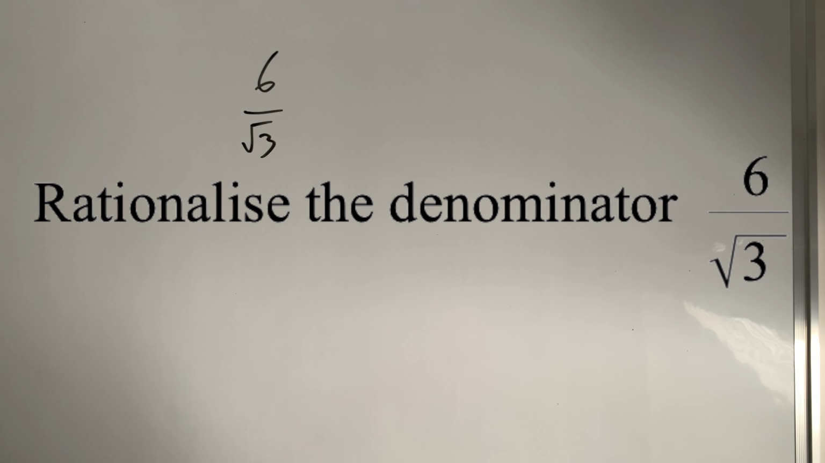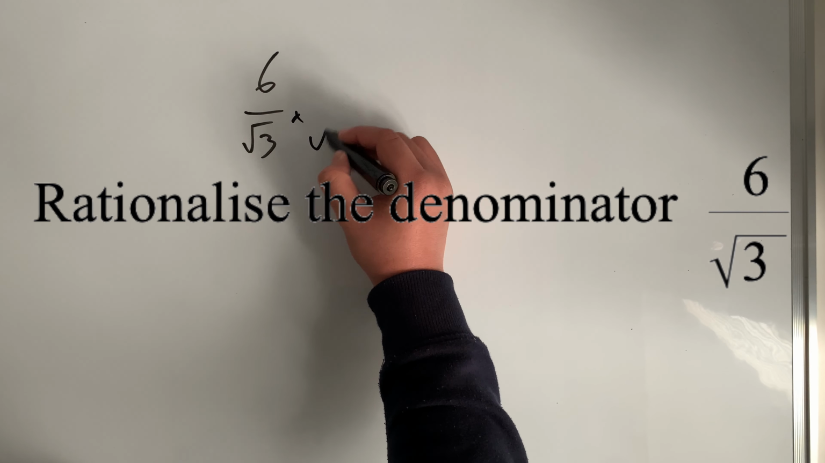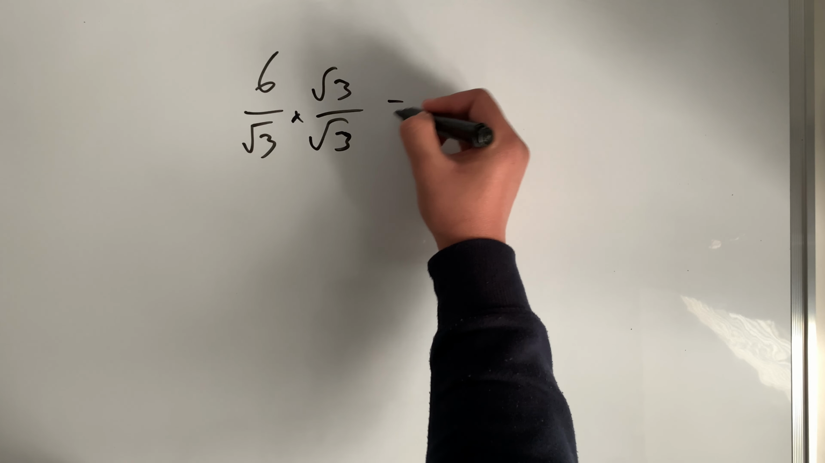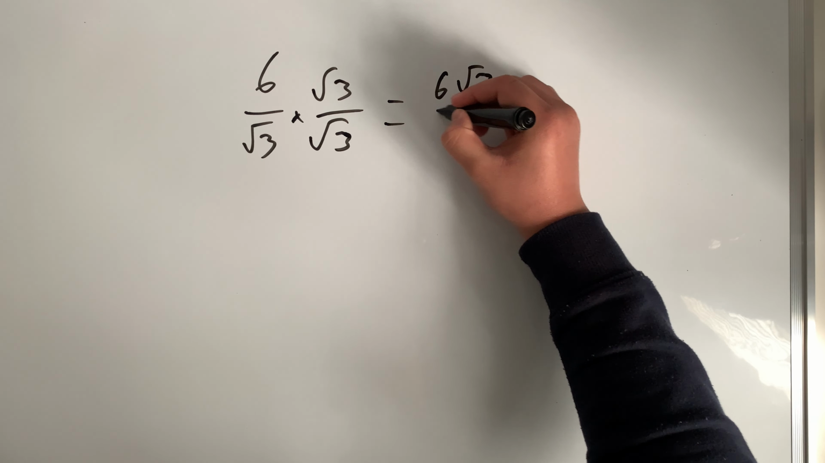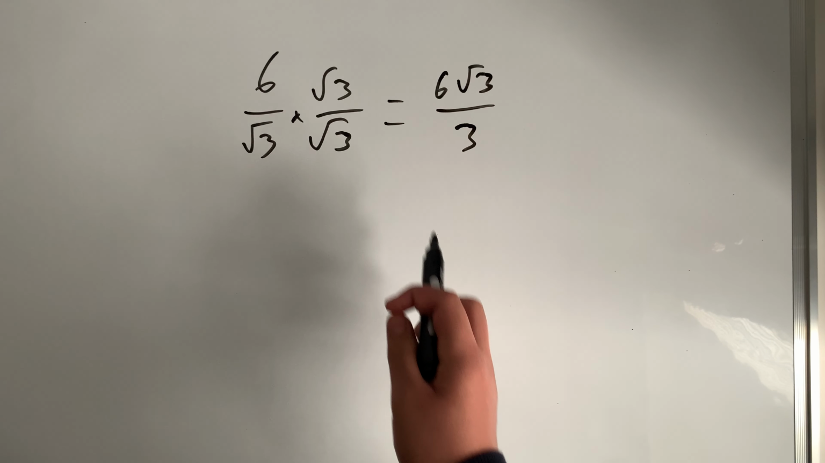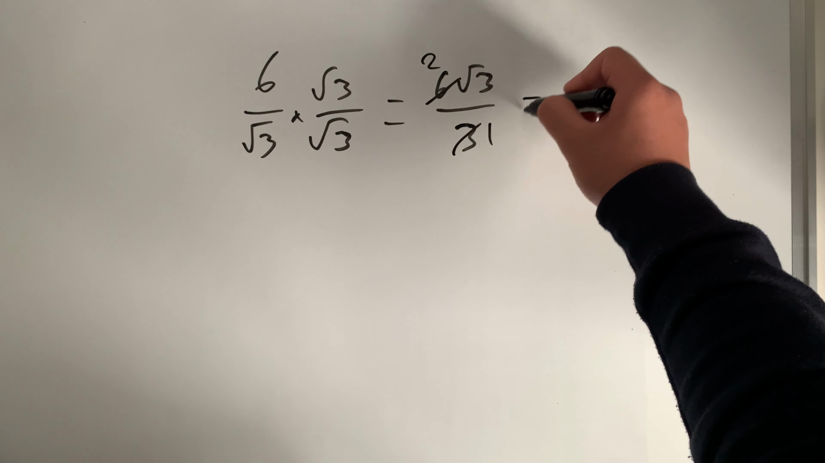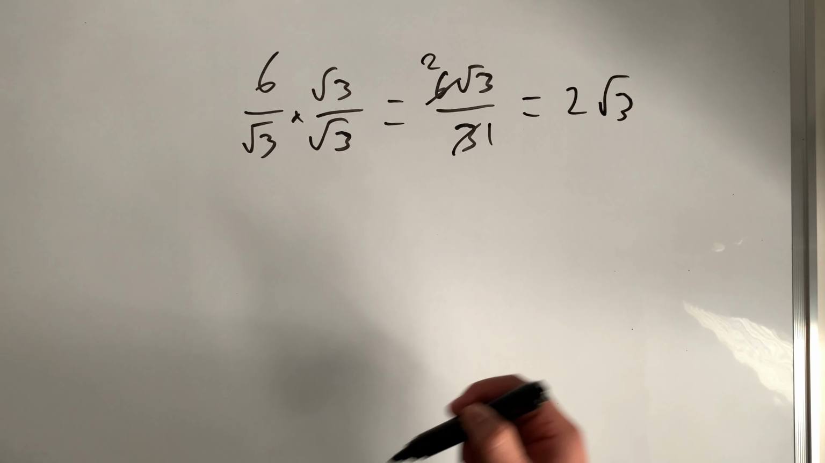So for this, the question says to rationalize the denominator. So what we have to do over here is times itself by root 3 over root 3, leading to 6 root 3 over 3. However, we can simplify it since 6 divided by 3 is 2 and 1, leading to 2 root 3.